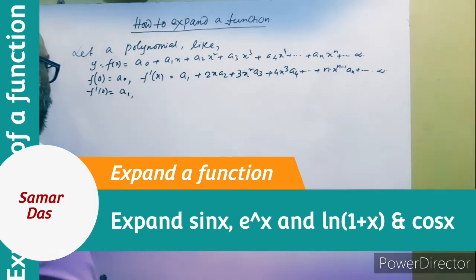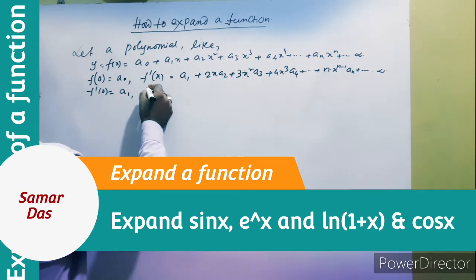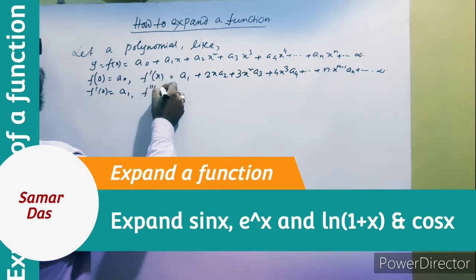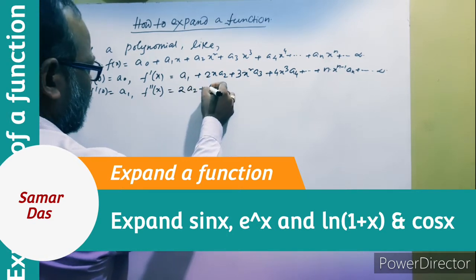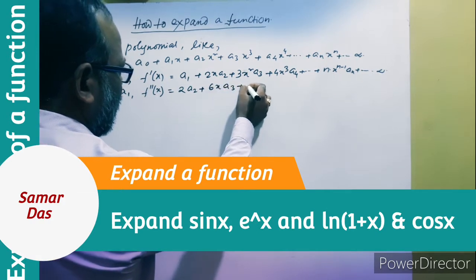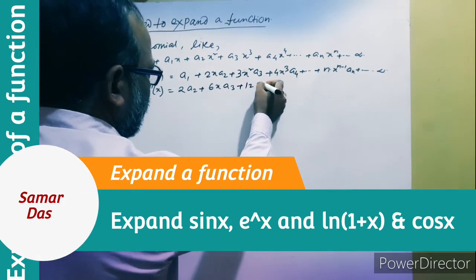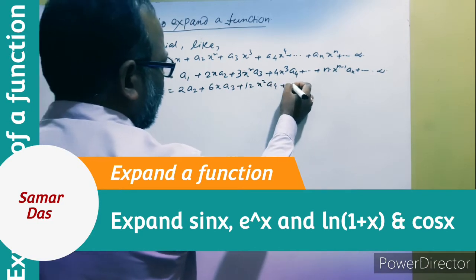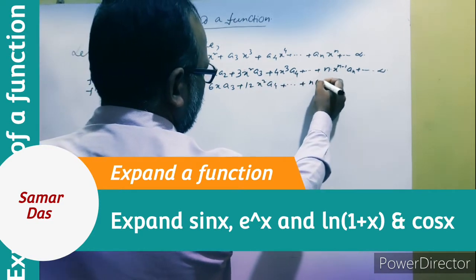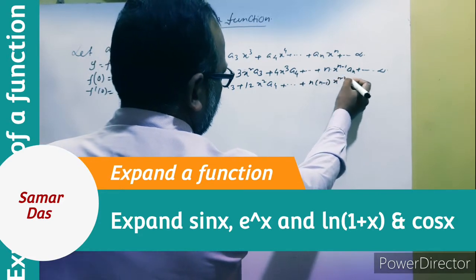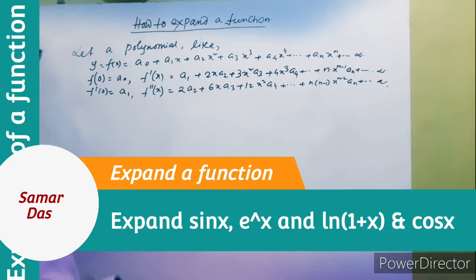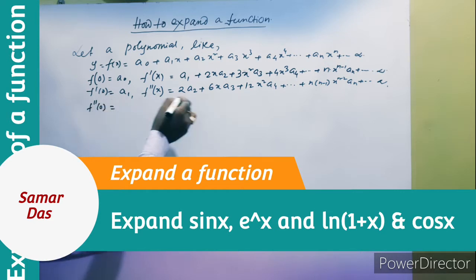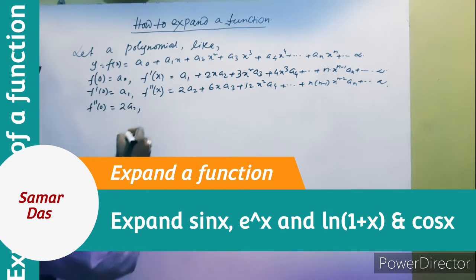Again differentiate this with respect to x, we got 2 into a2, and 6 into x a3, and 12 into x square a4, so n into n minus 1 x to the power n minus 2 an. Again if we put 0, we get here a2.